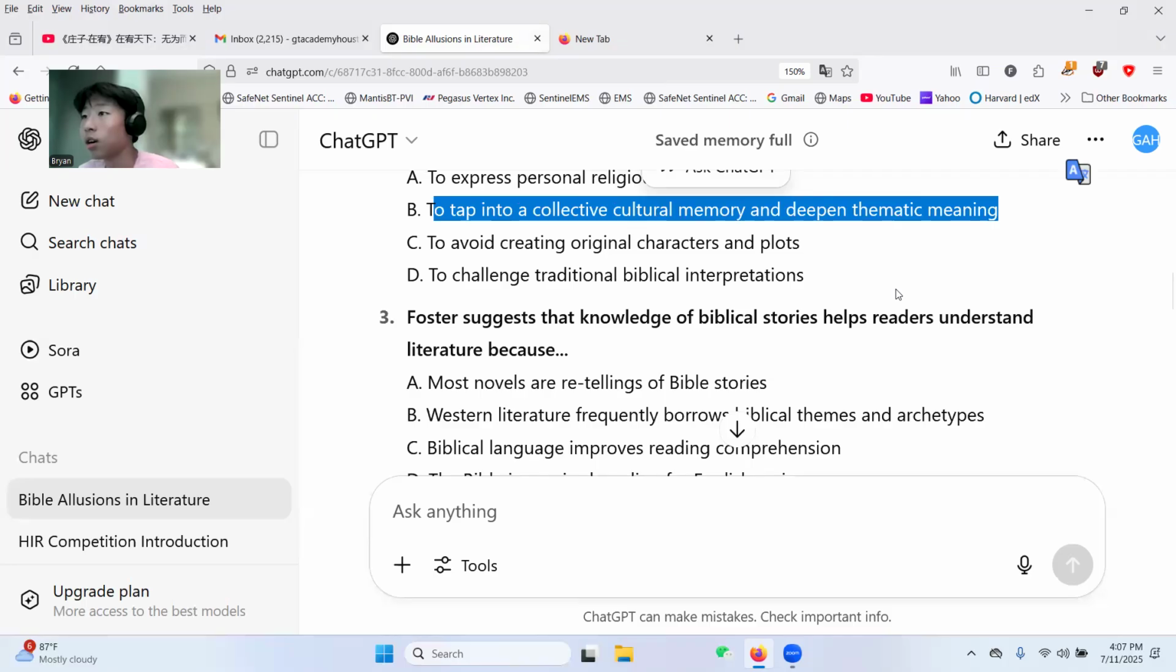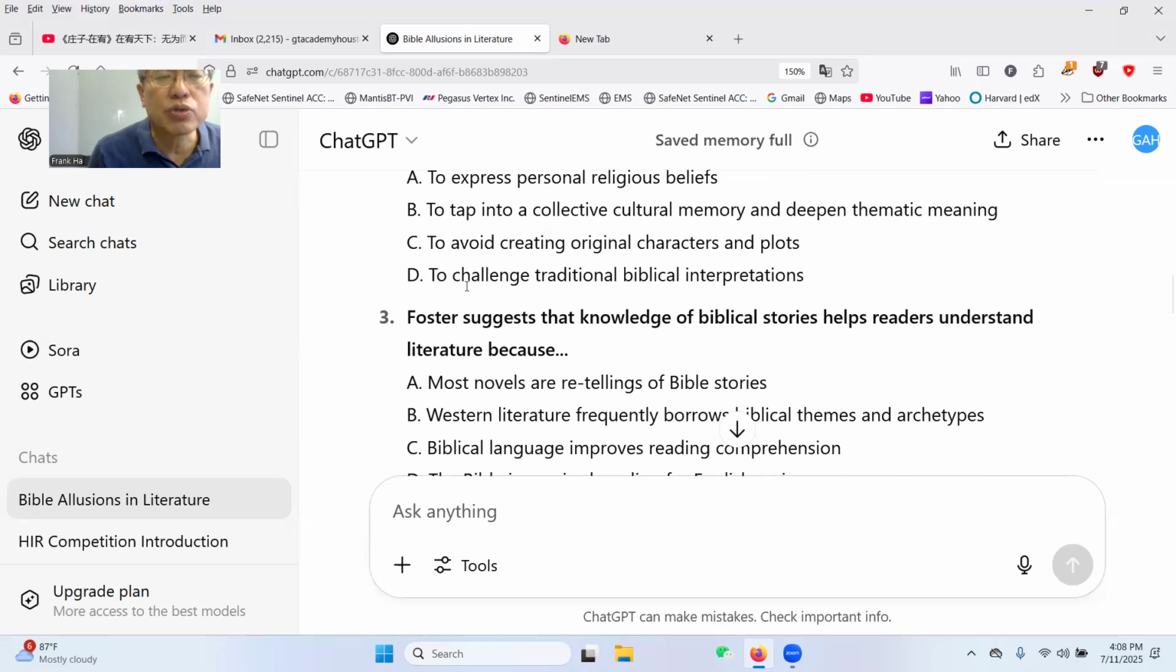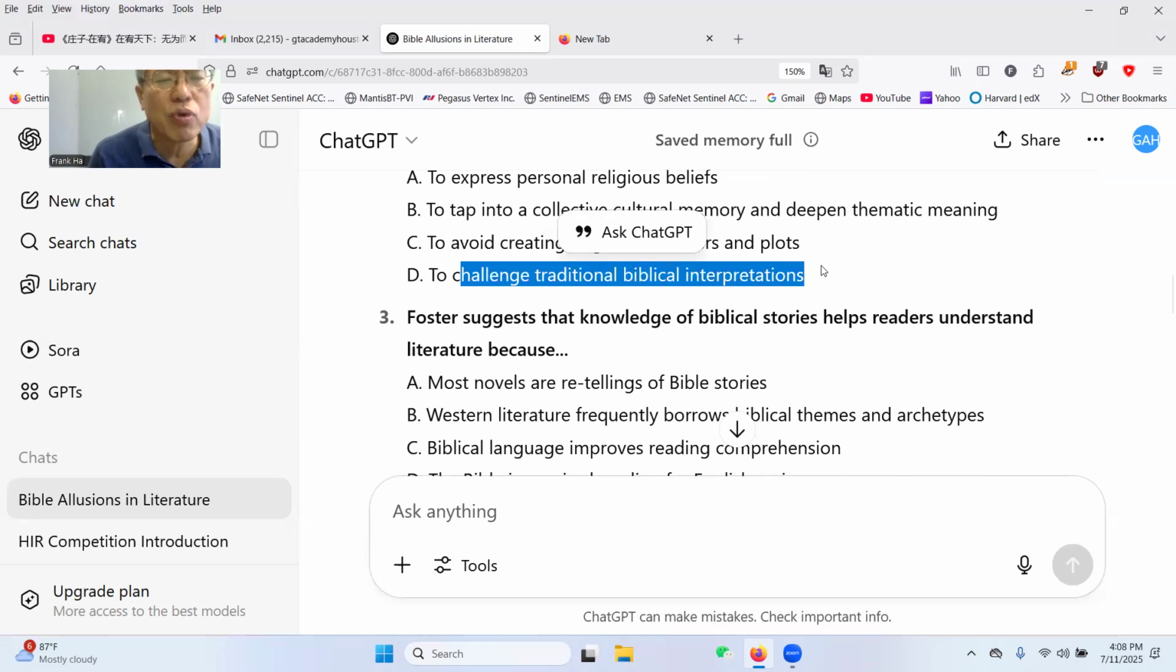To tap into a collective cultural memory and deepen thematic meaning. Of course, yes, because in the West, especially since medieval times, every family read the Bible, and every Sunday they go to church. So the priest teaches them the story of Adam and Eve, the big flood, right? The snake, the Garden of Eden. To avoid creating, of course wrong. To challenge traditional biblical interpretation, of course wrong.